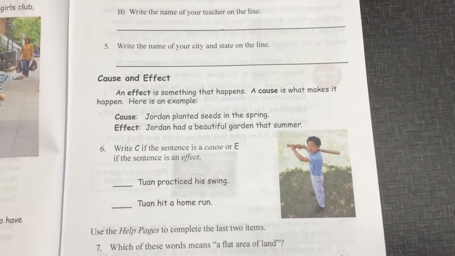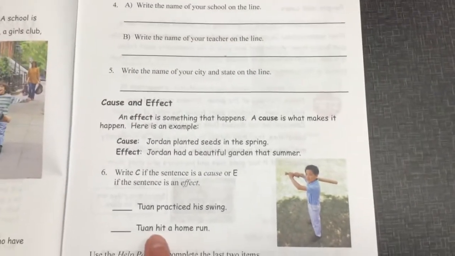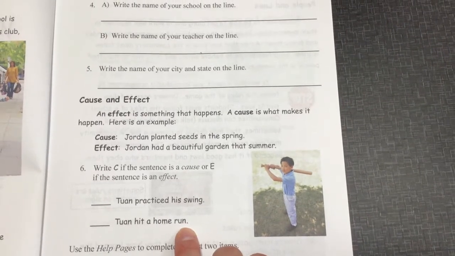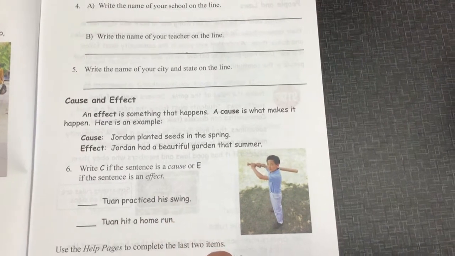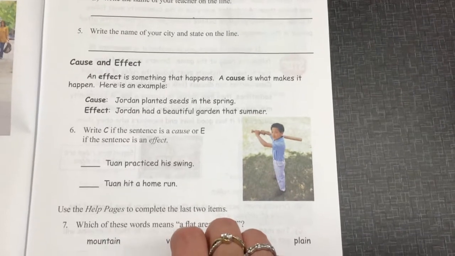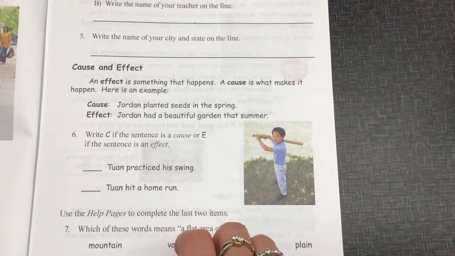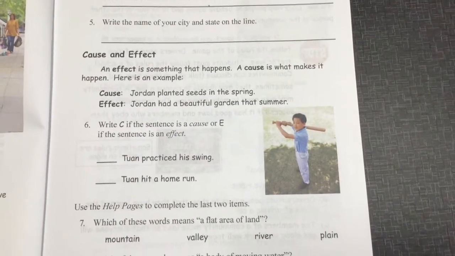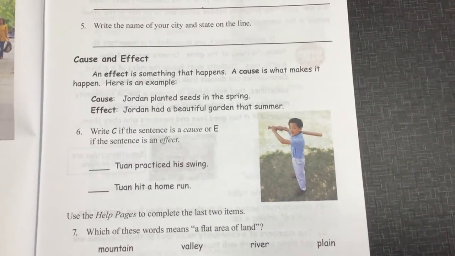Twan practiced his swing. The next one, Twan hit a home run. Which one can you put because in front of? And then, which one happened because of that? Put an E if something happened because of the other one. Put a C if you can put because in front of it. Because of this, put a C there. This happened, put an E.